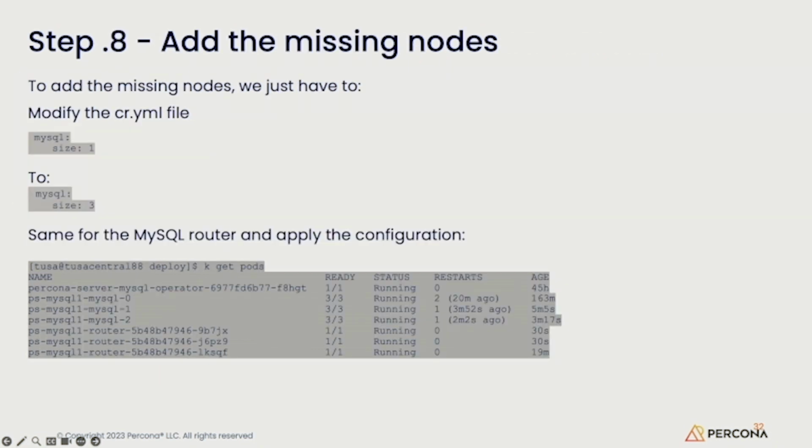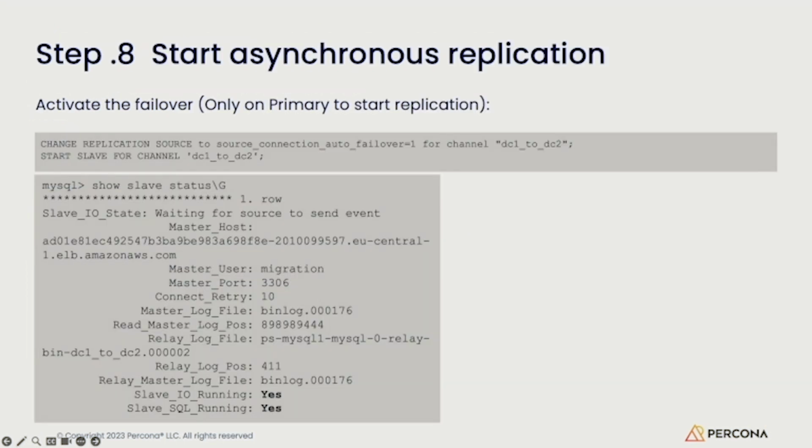At this point, the only thing you do is change the size from 1 to 3, and automatically the operator will repopulate the cluster, and you will have your 3 nodes for MySQL in group replication, 3 nodes for the proxy, in this case router, and then everything is ready for the last step, which is to activate the asynchronous replication, which is, as he was saying, change replication source to, connection failover to 1, and then start the replica for the channel. The channel will say that they are connected, they are replicating, and everybody is happy and working.